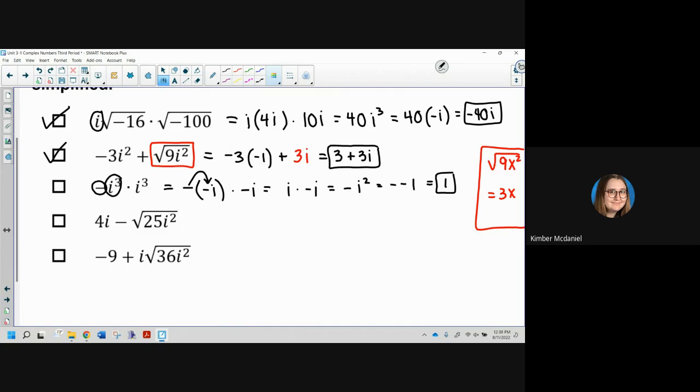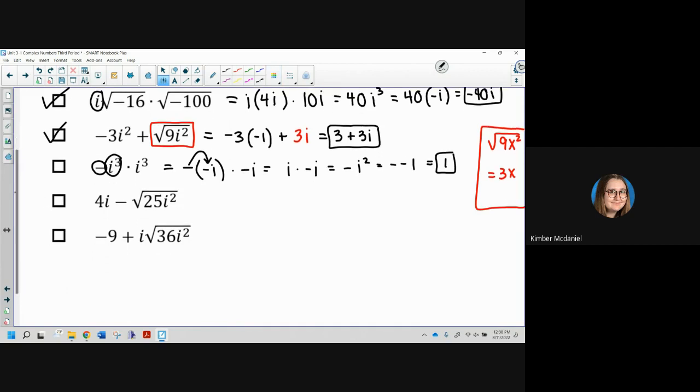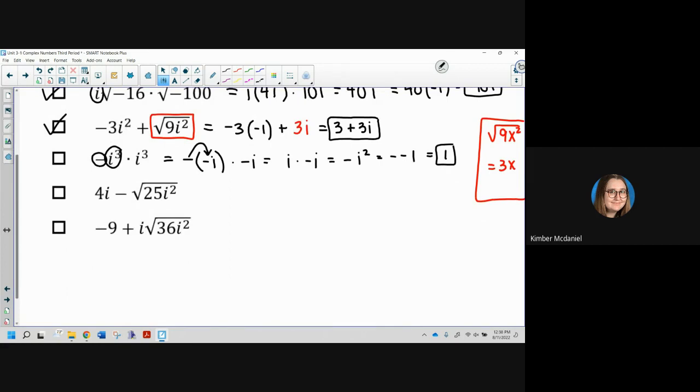If you would like to try these bottom two answer choices, I'm okay with you trying them. I'm going to go over them for time's sake and for video sake. But go ahead and write down our fourth answer choice if you don't already have it written. So for our fourth answer choice, we have 4i minus the square root of 25i squared.